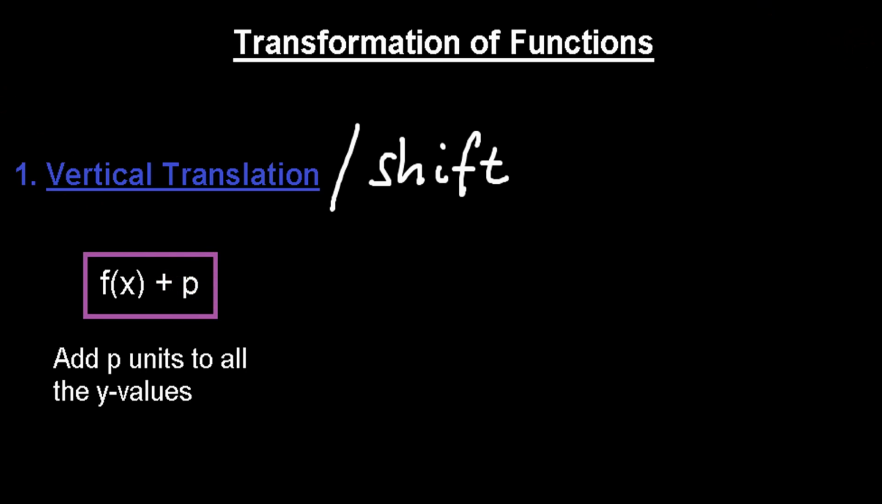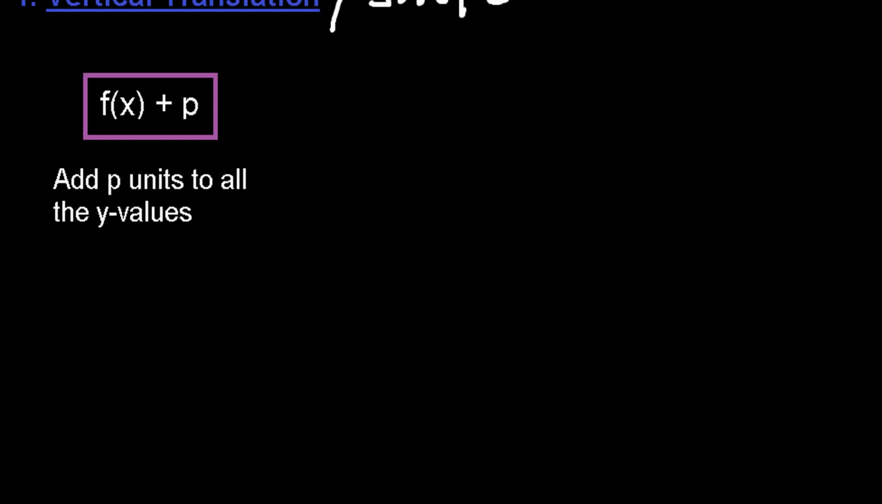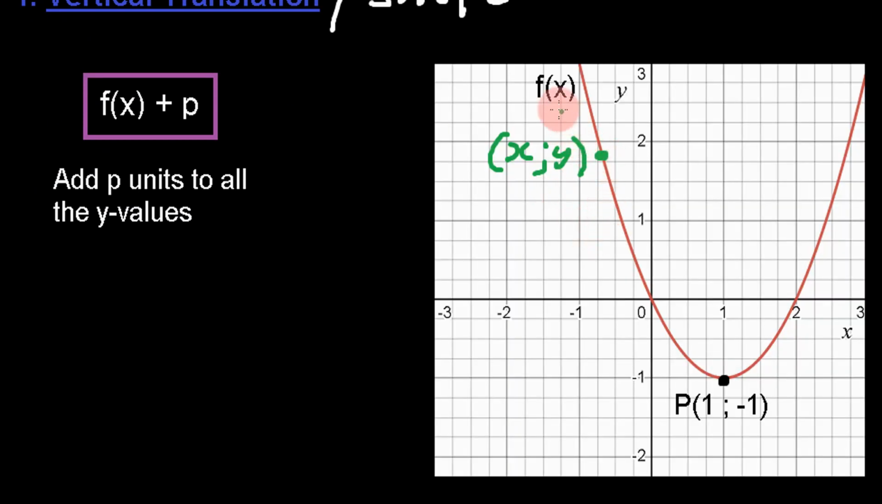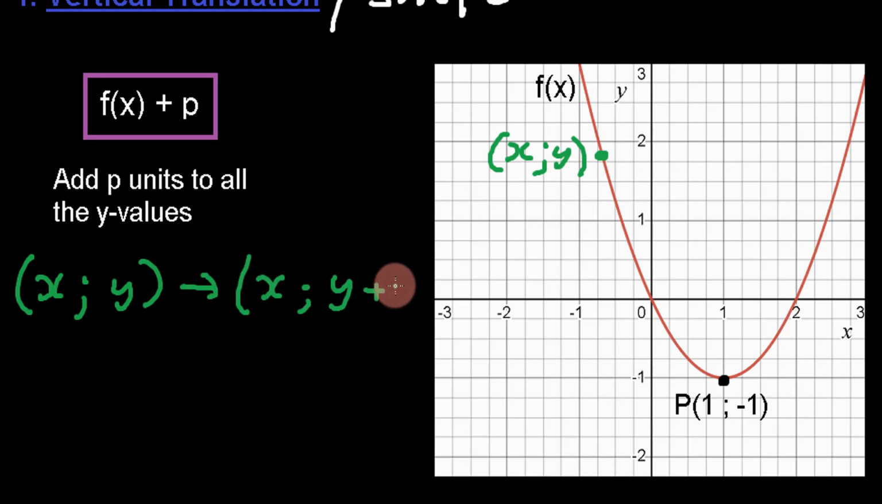We want to use this graph as an illustration. So basically, it's a graph of the function f of x, and it's a parabola with a turning point P at 1, negative 1. So under this transformation, any point on this graph, let's say x, y, so a general point, will be mapped to a point x, y plus p. So our x's will remain the same, but we add p units to all our y's. Let's take a specific example.